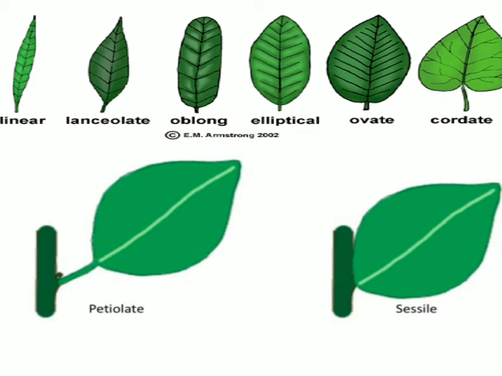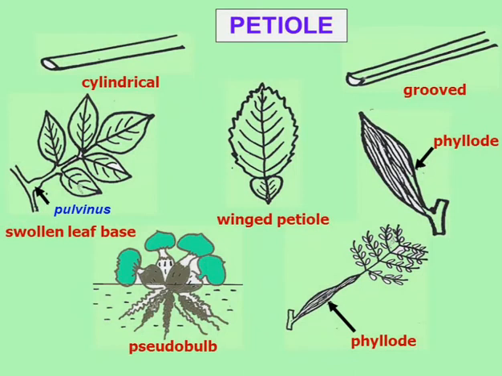Again here the petiole is present, here the petiole is not present. If the petiole is present, the leaf is called a petiolate leaf. If the petiole is absent, this is called a sessile leaf. Now, taking the discussion of the petiole a little further, if the petiole is present, the leaf is called petiolate.